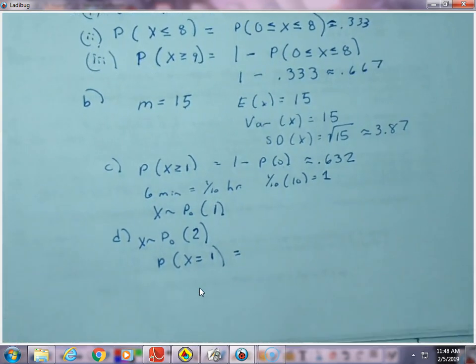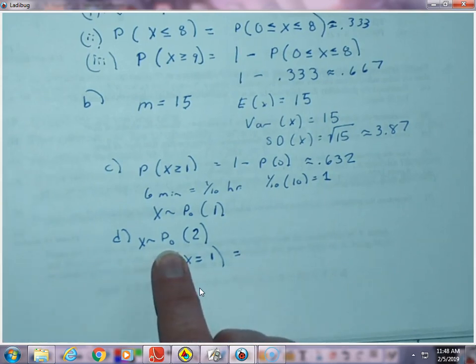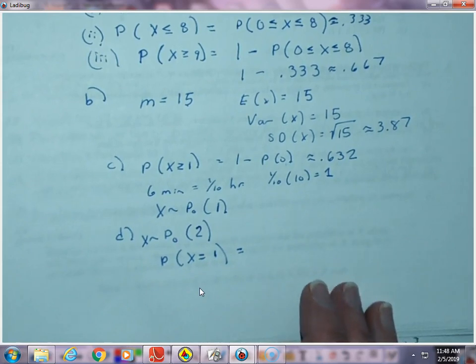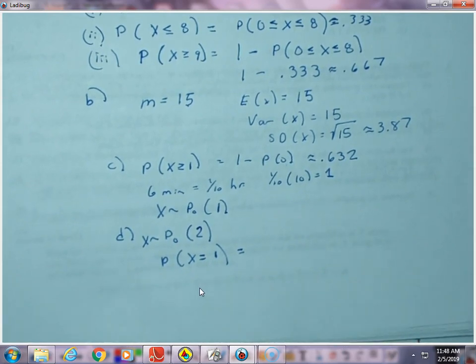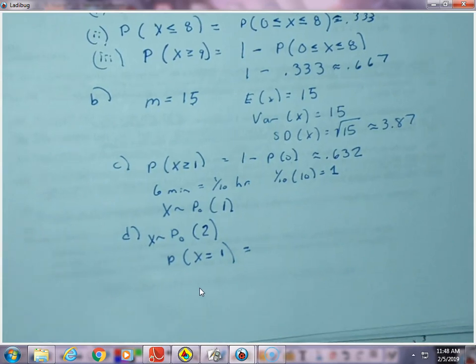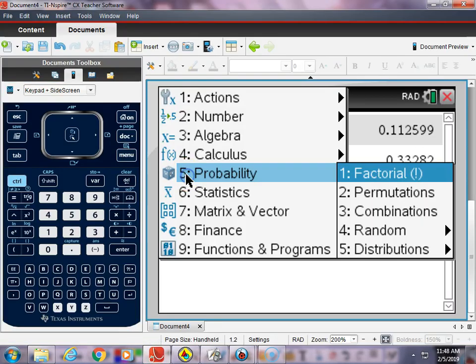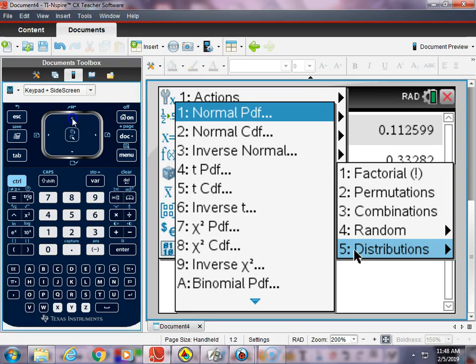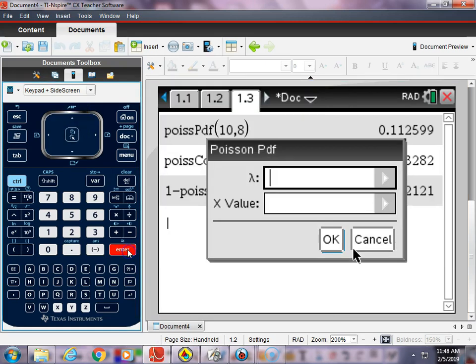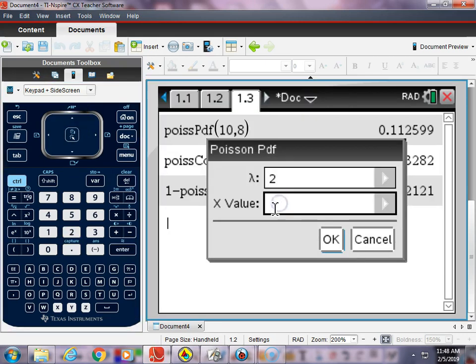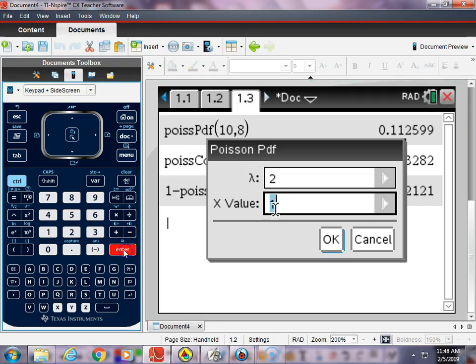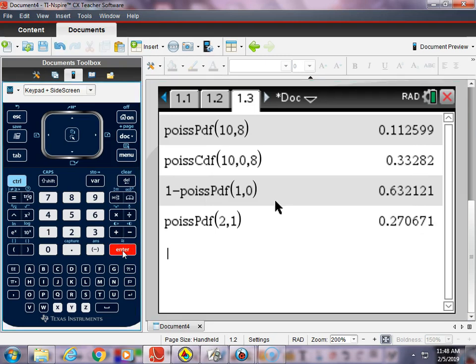Do you want to go to the formula or just put it on the calculator? Just for kicks, if it makes you happy. All right, so let's just find it for 1. Probability distributions, PDF. So we have an average of 2, and the probability of 1 is 0.271.